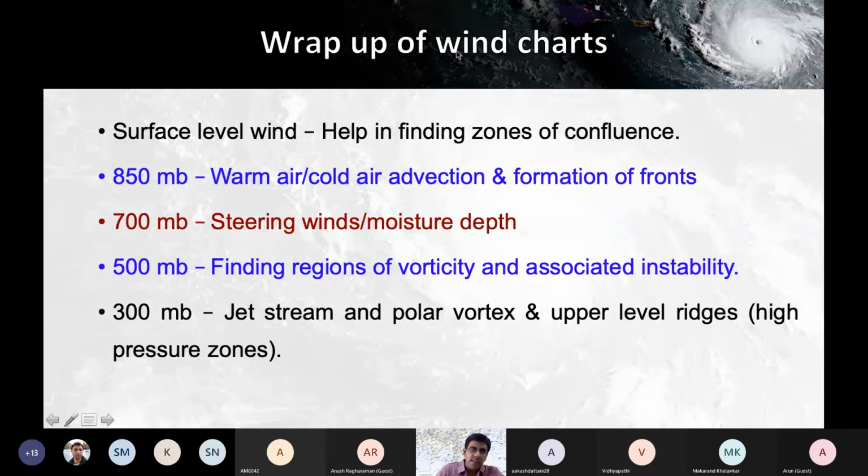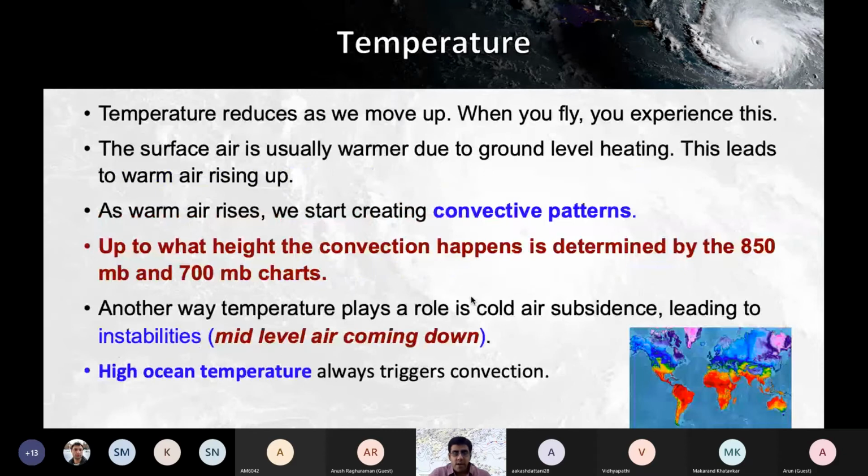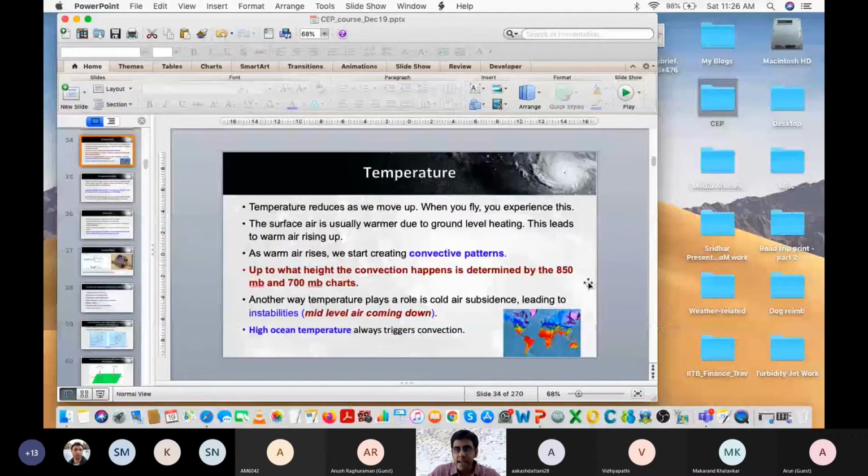When it comes to winds during the monsoon season, surface level, 850 millibar and 700 millibar are the key wind levels that one should see. That can actually tell you a lot of information. During winter season, we should see the 500 millibar and 300 millibar level. Okay, so any doubts before we move ahead? Okay, so we are moving a little bit slower than expected, but I guess it's okay.